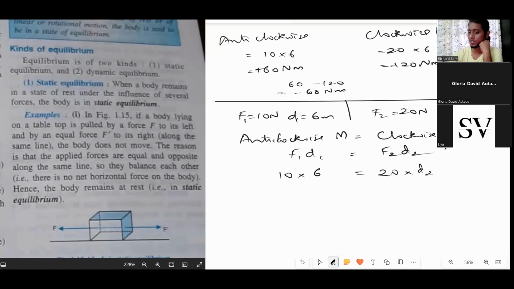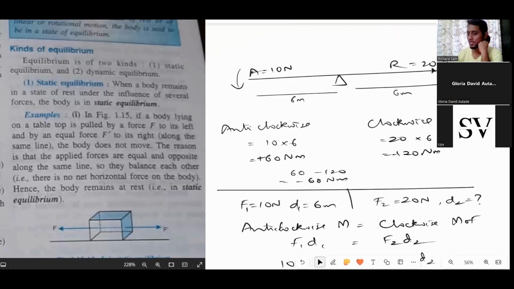So make D2 the subject by taking 20 to the left side. So we can find D2 this way. So cut 0 and 0, 2 and 6. So what is D2? 3 meters. So that means instead of Ryan sitting 6 meters away, he has to sit 3 meters away, somewhere over here.